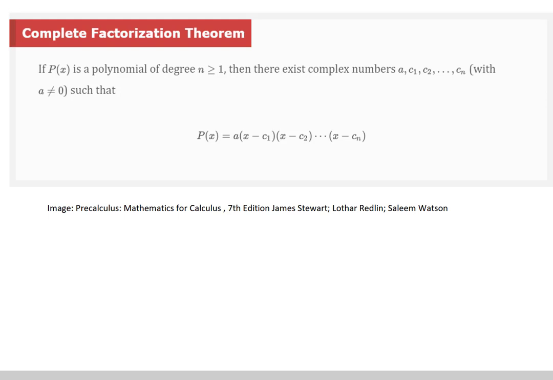The complete factorization theorem states that if p of x is a polynomial of degree n greater than or equal to 1, then there exist complex numbers a, c1, c2, all the way up to cn, with a not equal to 0, such that the following is true. We can write p of x, our polynomial, as a, the leading coefficient, times any number of factors of the form x minus c1, x minus c2, all the way up to x minus cn. There could be n such factors.